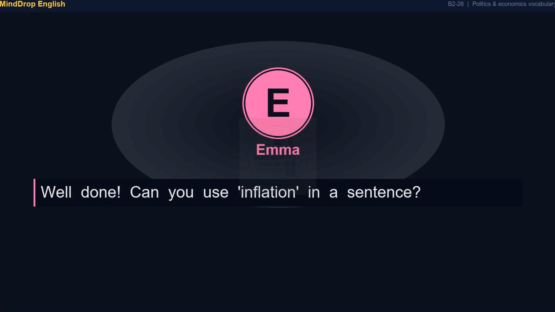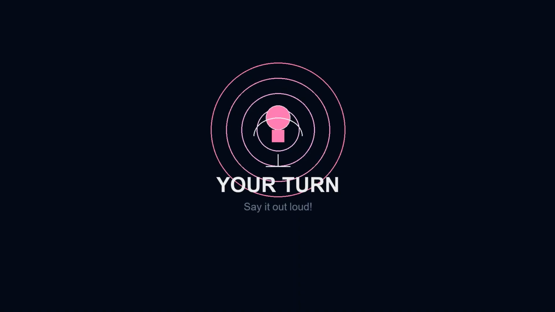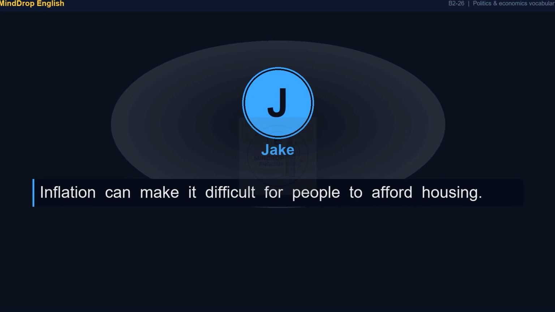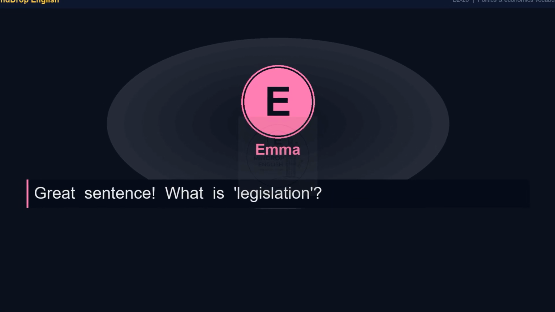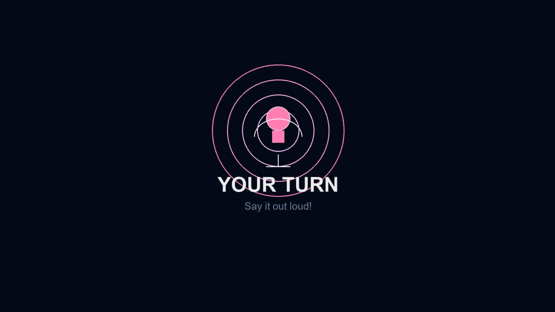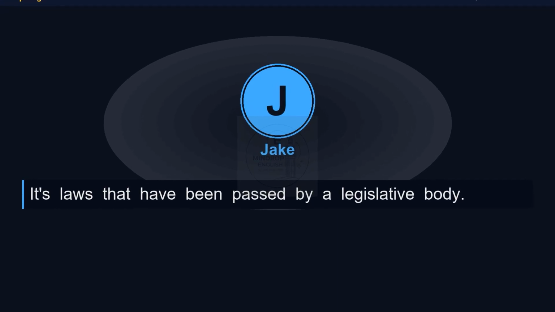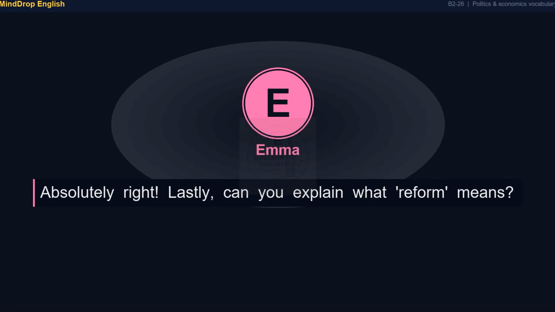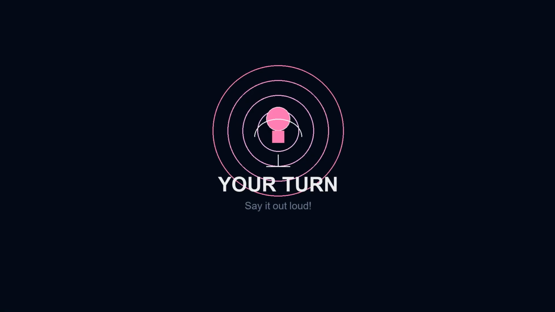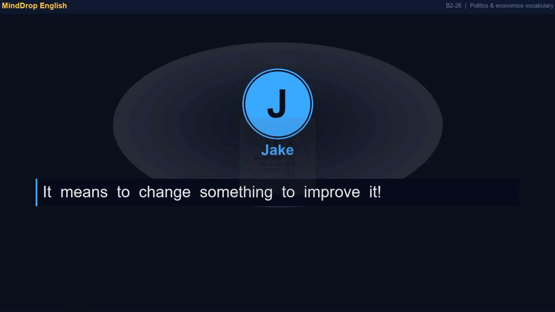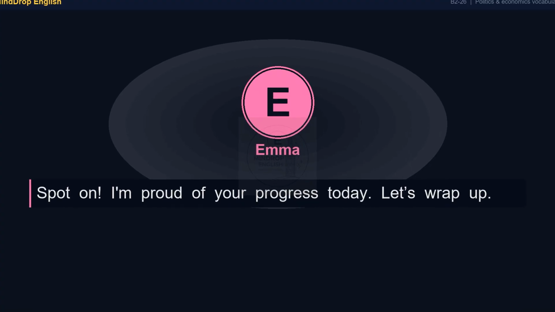Well done. Can you use inflation in a sentence? Inflation can make it difficult for people to afford housing. Great sentence. What is legislation? It's laws that have been passed by a legislative body. Absolutely right. Lastly, can you explain what reform means? It means to change something to improve it. Spot on. I'm proud of your progress today.